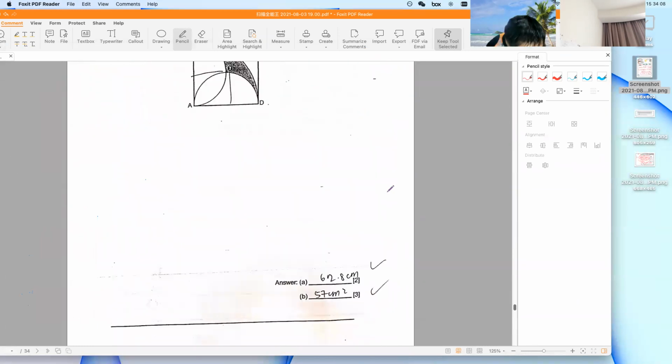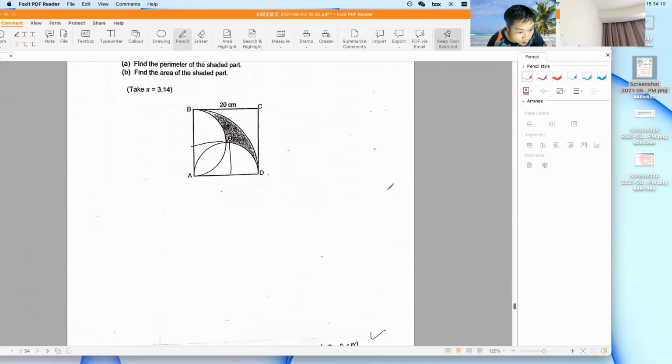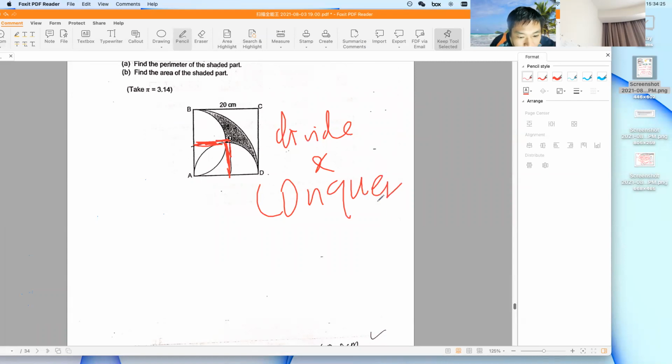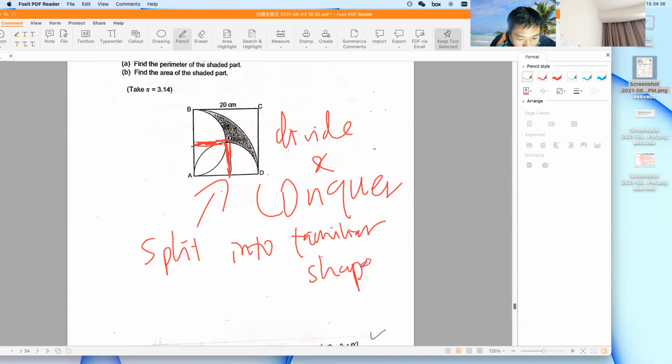Next, this question 15. Okay, good. So for this question, you could have just added this, and then of course once you have added this, then you just divide and conquer. Okay, the meaning of divide and conquer is you split this into familiar shapes. Okay.